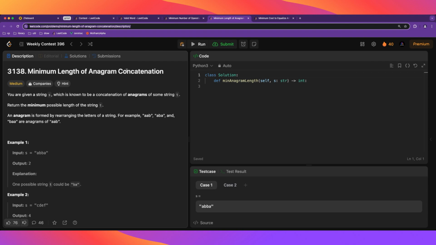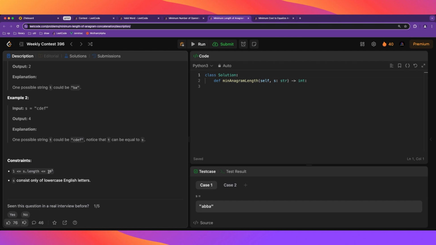Anyways, minimum length of anagram concatenation. You're given a string S, which is known to be a concatenation of anagrams of some string T. Return the minimum possible length of the string T. An anagram is formed by rearranging the letters of a string. For example, AAB, ABA, and BAA are anagrams of AAB. So yeah, a permutation of the letters.